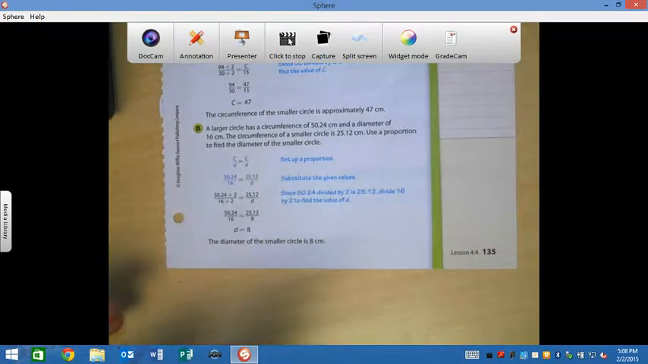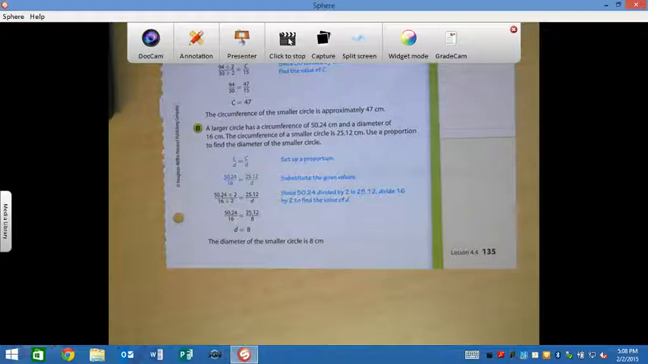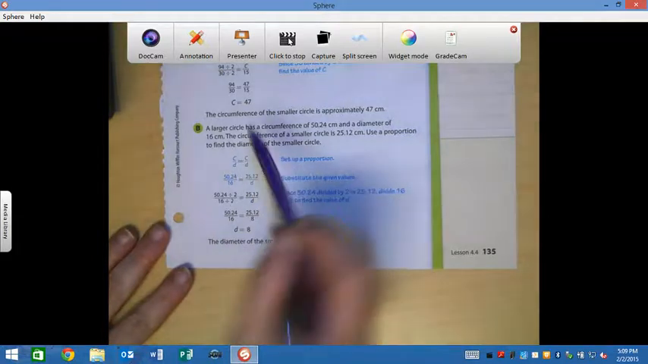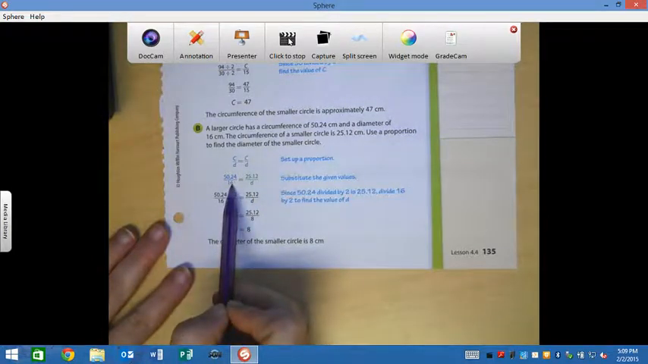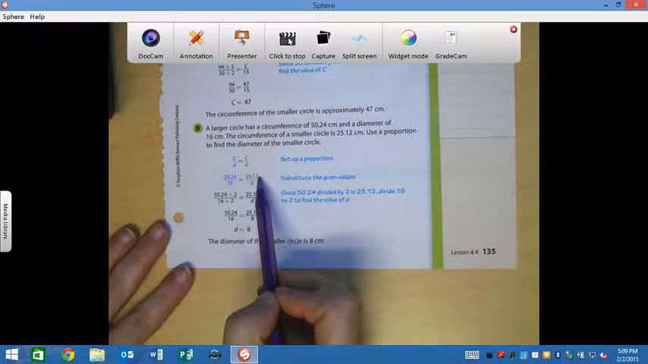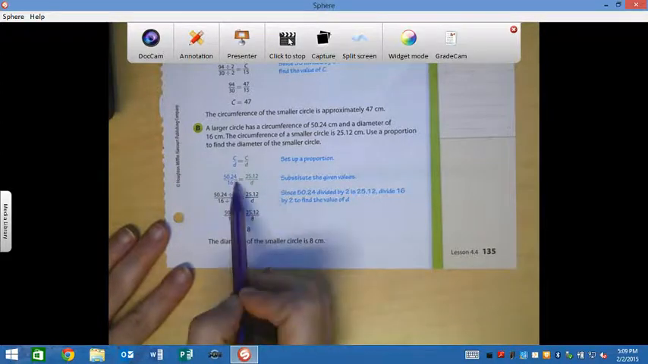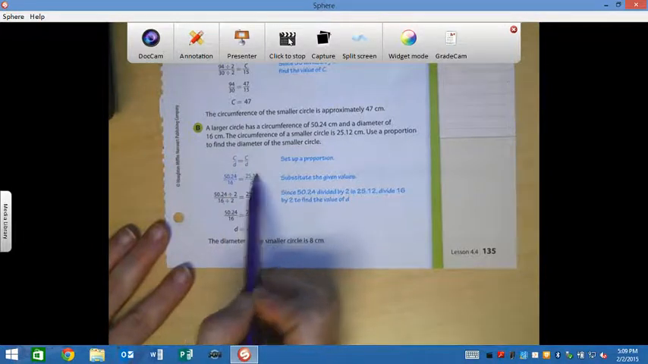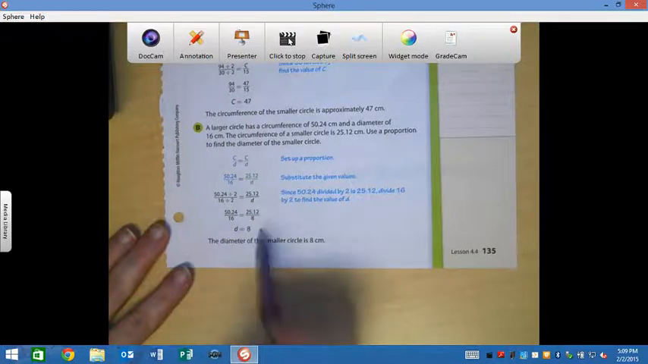Okay, for B, it says the larger circle has a circumference of 50.24 centimeters and a diameter of 16 centimeters. The circumference of a smaller circle is 25.12 centimeters. Use a proportion to find the diameter of the smaller circle. We're going to use the same setup. We're going to do C over D equals C over D. So 50.24 divided by 16 and 25.12 divided by D. Notice 25.12 is half of 50.24. So if I divide this one by 2, I have to divide this one by 2. So my diameter of the smaller circle is going to equal 8.